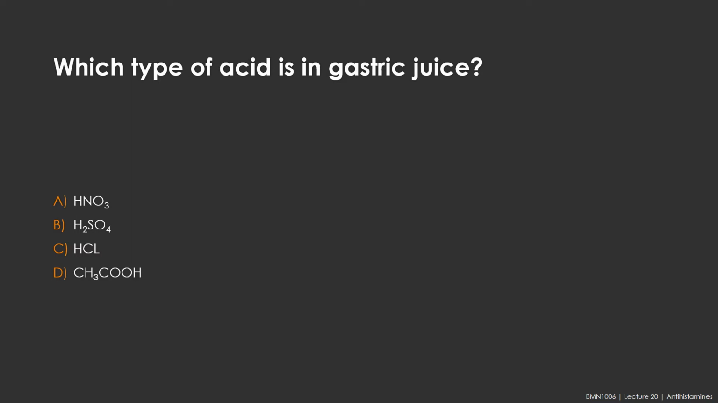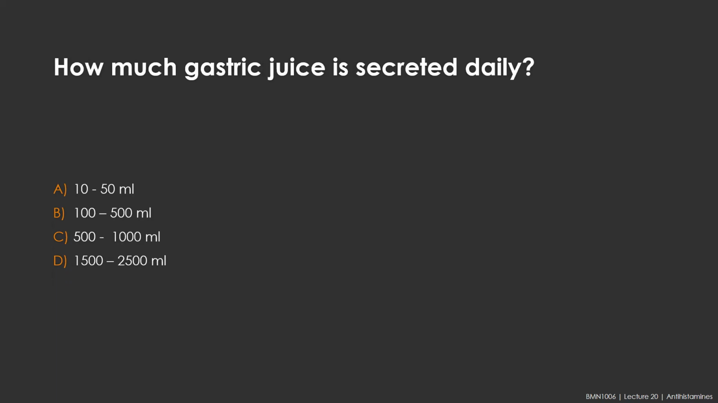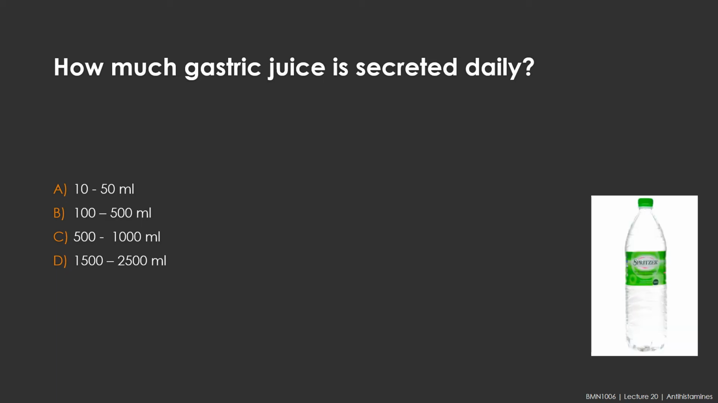Which type of acid is in the gastric juice? Well, the answer is C, HCl, or hydrochloric acid. Because it is a strong acid, you will have a gastric pH around 1 to 3. And just how much gastric acid is produced every day? Well, the answer is D, 1.5 to 2.5 liters, which perhaps is more than the water you drink every day.